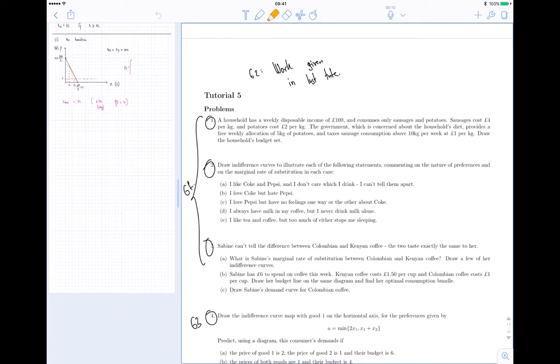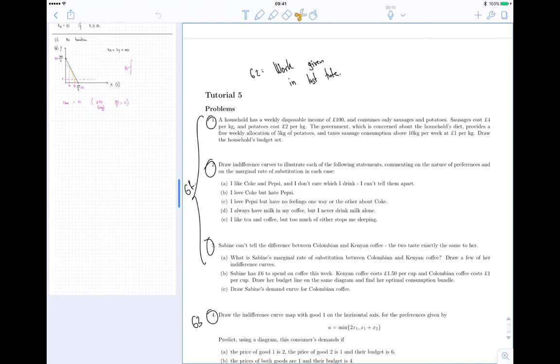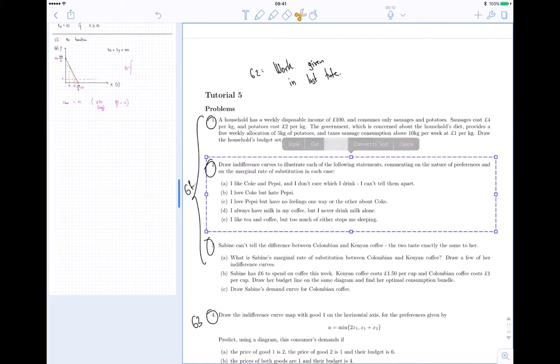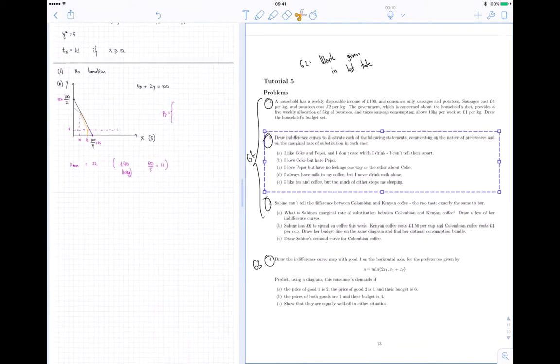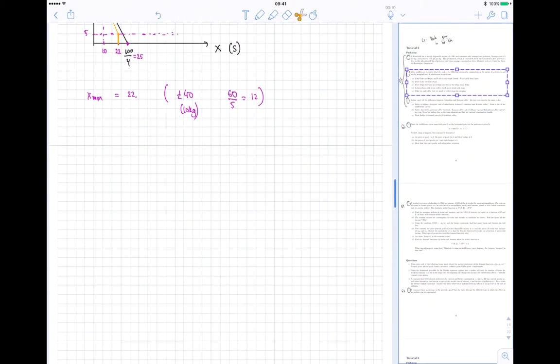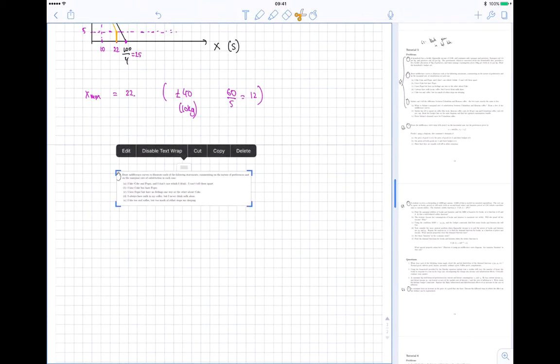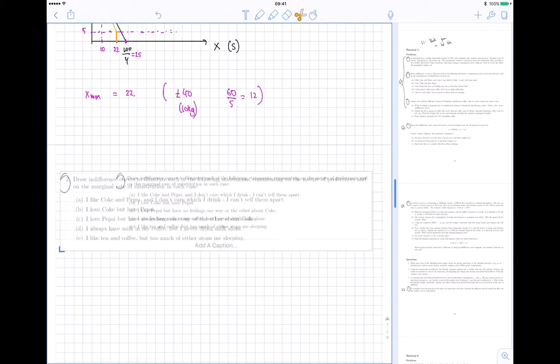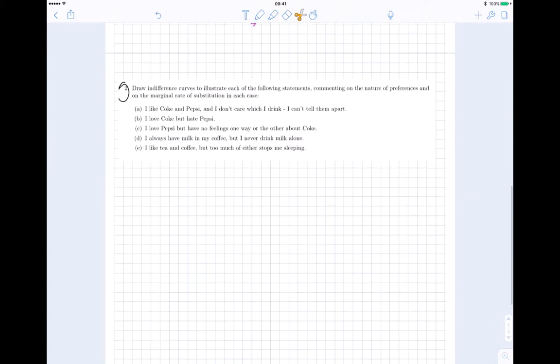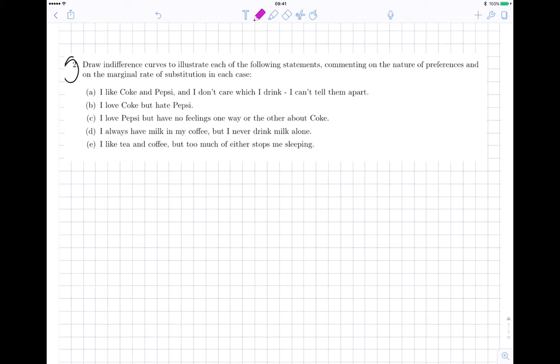Everybody happy with that? Yeah? Okay, let's see if we can do question 2. Okay, so this should be rather straightforward. Let's take each of you one answer.